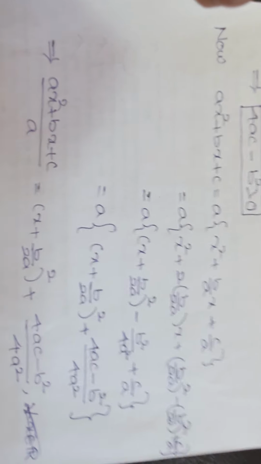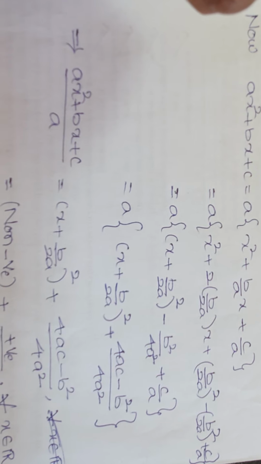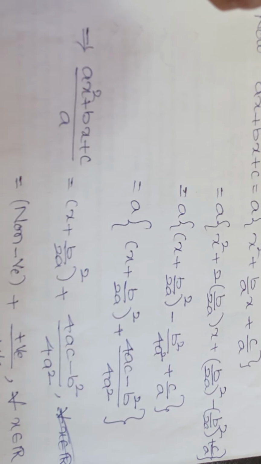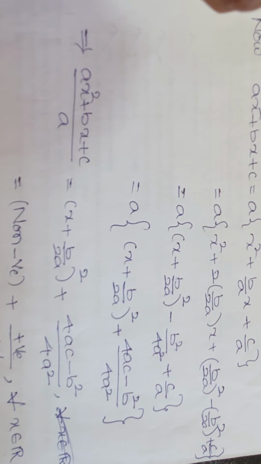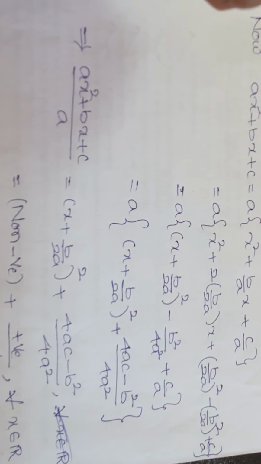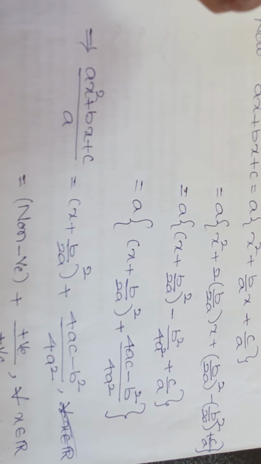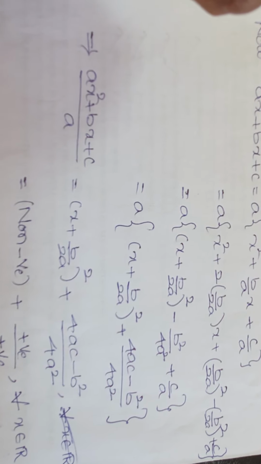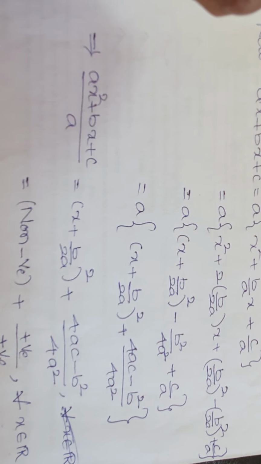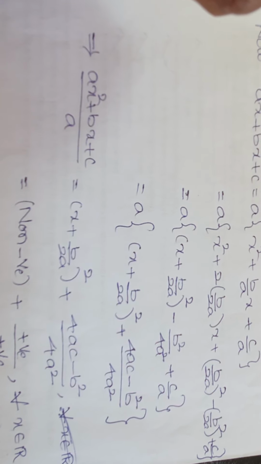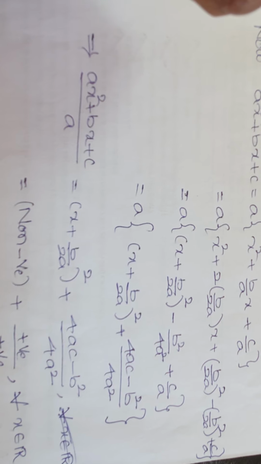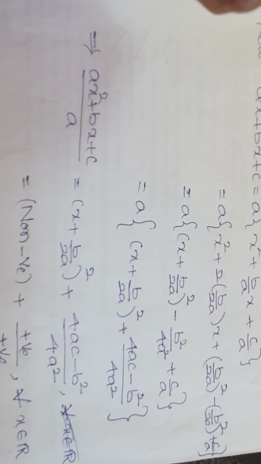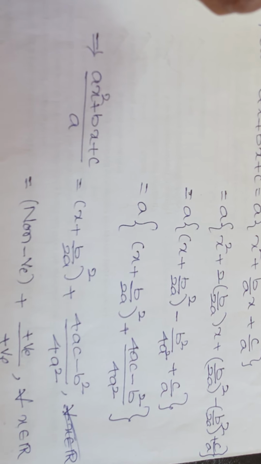Here a is multiplying on the right hand side. If it comes to the left hand side, it divides the left hand side. That implies ax square plus bx plus c by a equals x plus b by 2a whole square plus 4ac minus b square by 4a square. We know that if any term has a square, then it is never negative. So it is non-negative. Non-negative means it is either positive or 0.